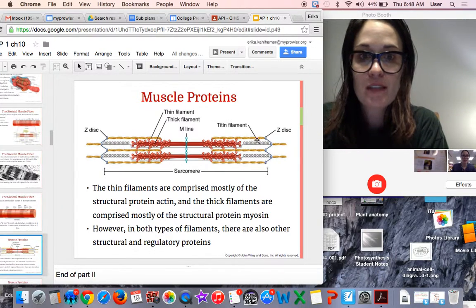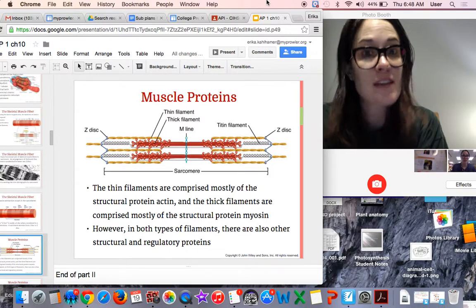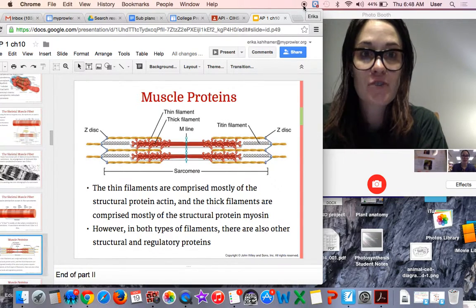We also see other proteins. Here's titin, and there's a few other proteins involved that make a muscle contract. And that's the end of part 1.